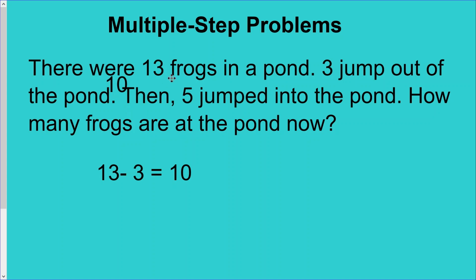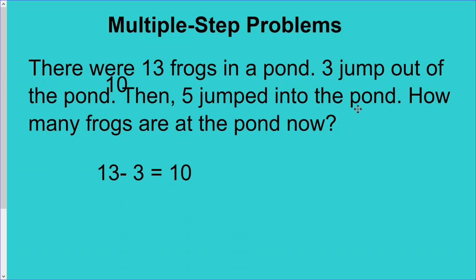So we're not with the 13 anymore. We've already dealt with the 13 and the 3. Now our number is 10. So we're going to be focusing on this 10 for the second part of the problem. So at this point I have 10 frogs in the pond. Then 5 jumped into the pond. If 5 frogs jumped into the pond, we have to think, did my number increase or did it decrease? They're jumping into the pond.